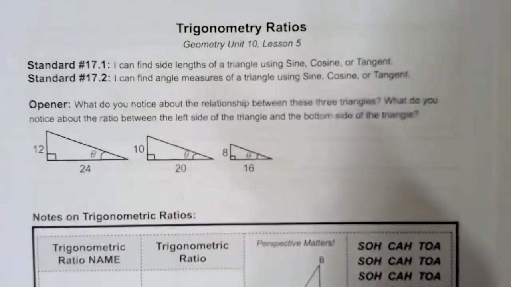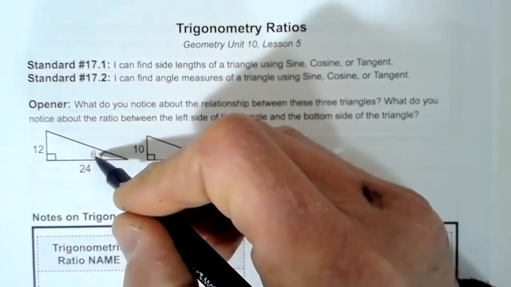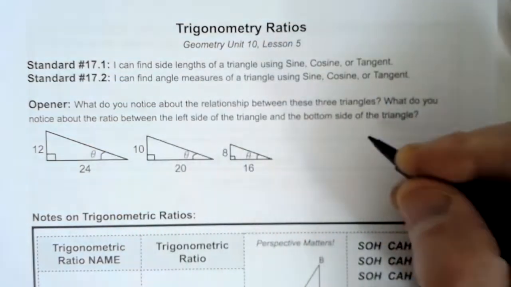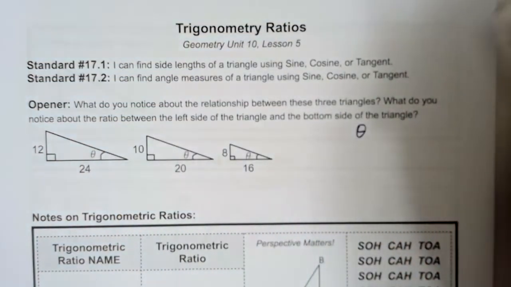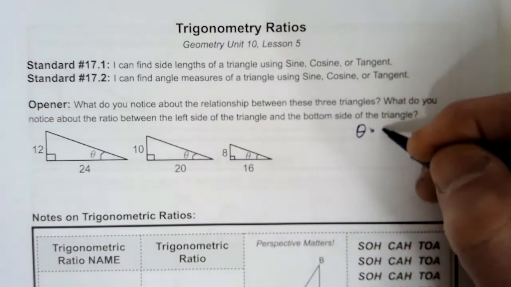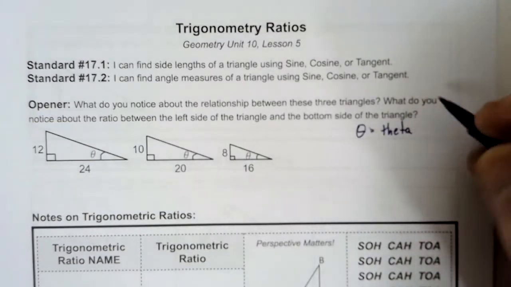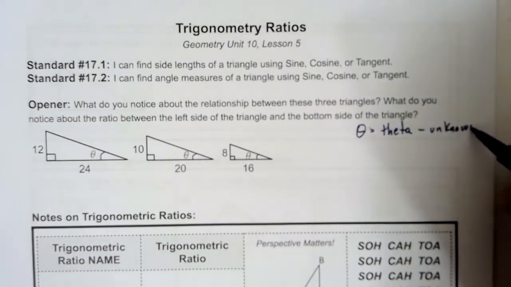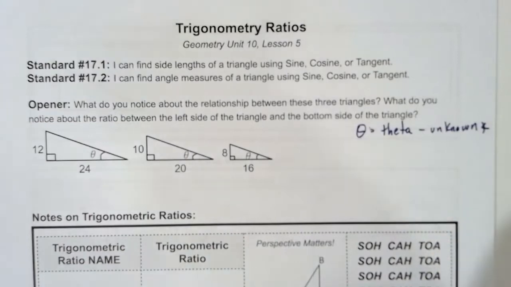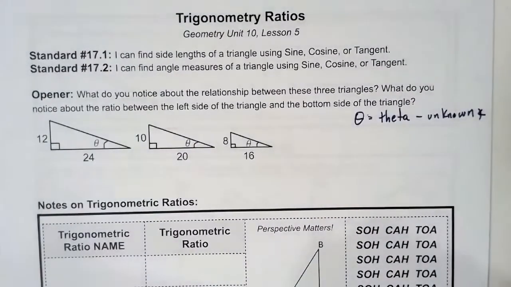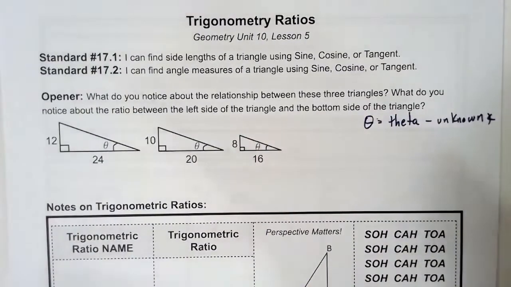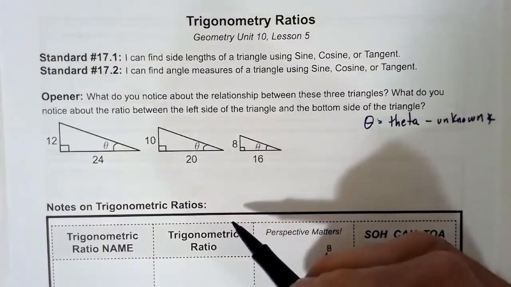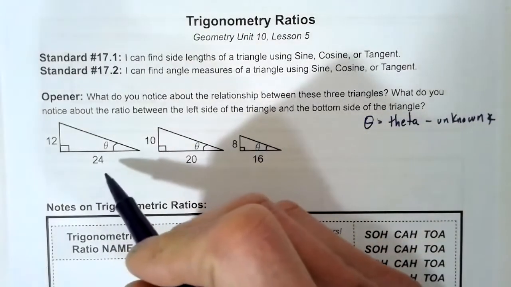So for the first one, I want to point something out here. This little symbol right here is a Greek letter, and it's written kind of like this. It's called theta, and theta basically means an unknown angle. So just like we use x for our unknown values, theta is going to stand for an unknown angle. That's a new variable that we're going to use that you haven't seen before, one of the new things we're going to learn today.